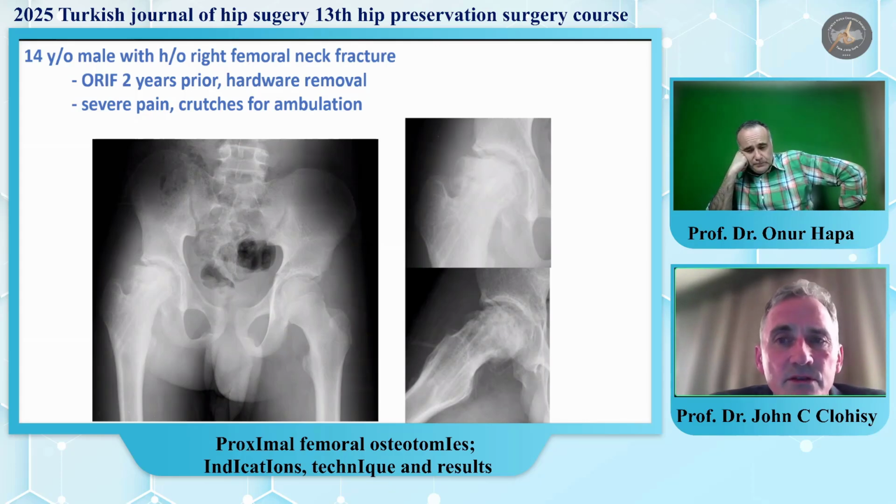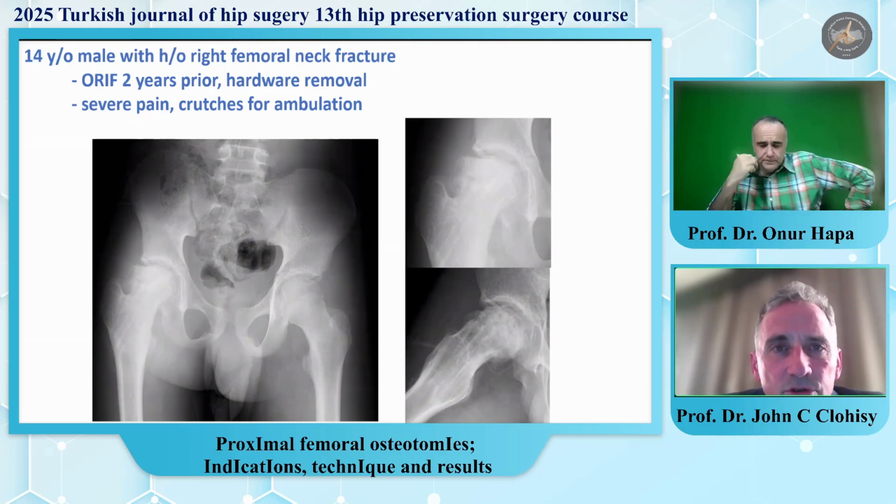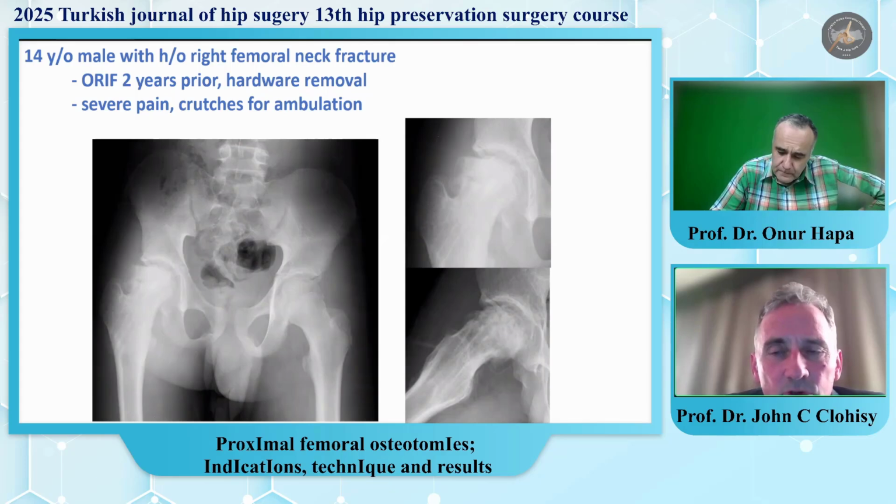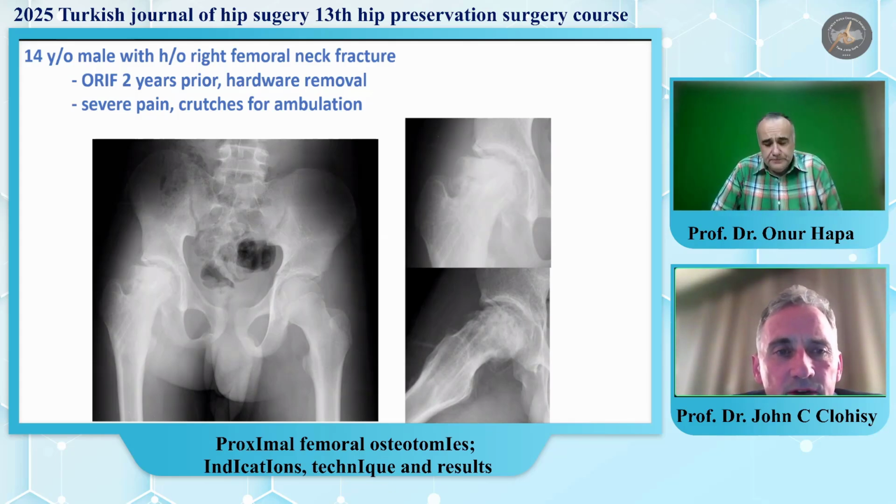Next case is a little more complicated. This is a 14-year-old male. He has a history of a right femoral neck fracture that was treated with reduction and screw fixation. That was 2 years prior. He's had the hardware removed. He has severe pain. He is unable to bear his full weight on the leg. He uses crutches for ambulation, so he's full-time on crutches, otherwise young, healthy, very disabled by this hip.